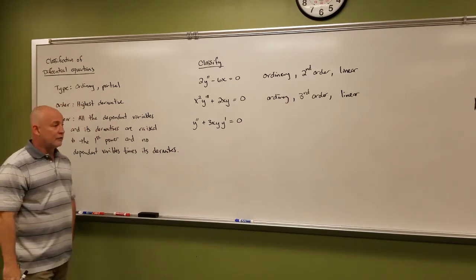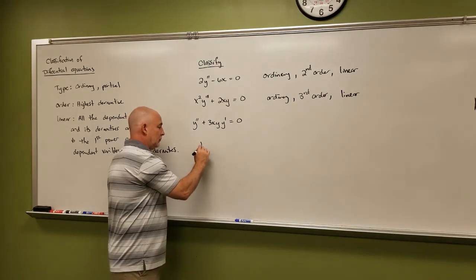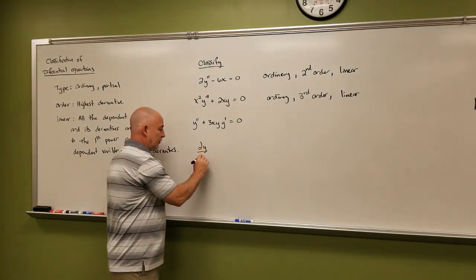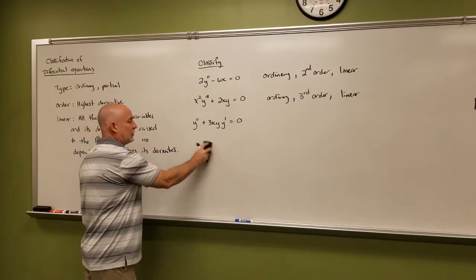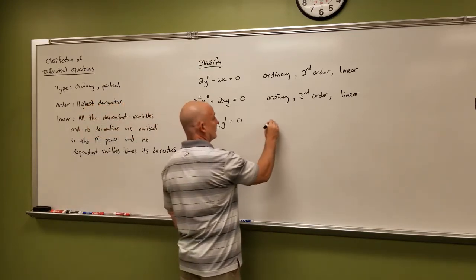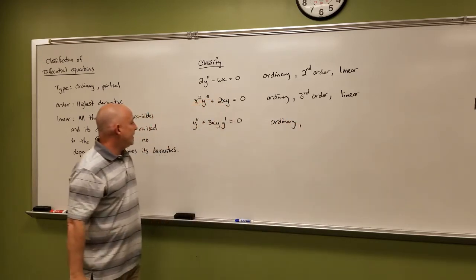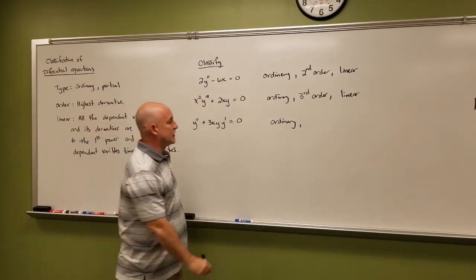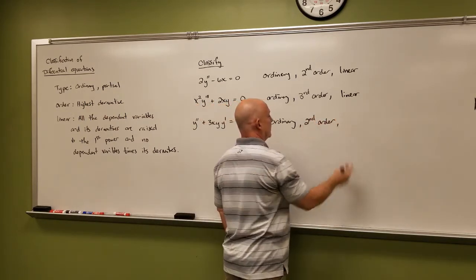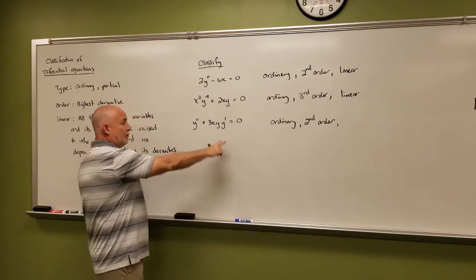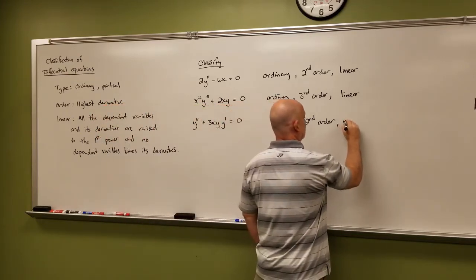Again, ordinary differential equation. For it to be a partial, you'd have to see this weird partial symbol like this, something like that. So this is an ordinary differential equation. Highest derivative I see is 2, so this is second order. And right here I have y times y stuff, which means this is nonlinear.